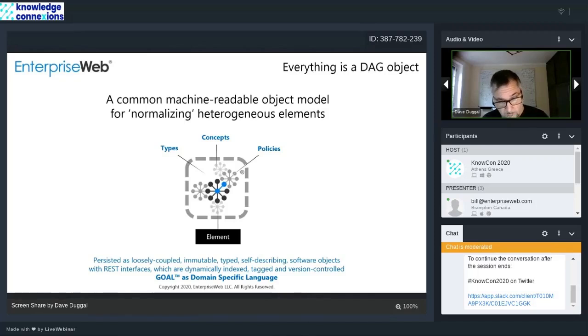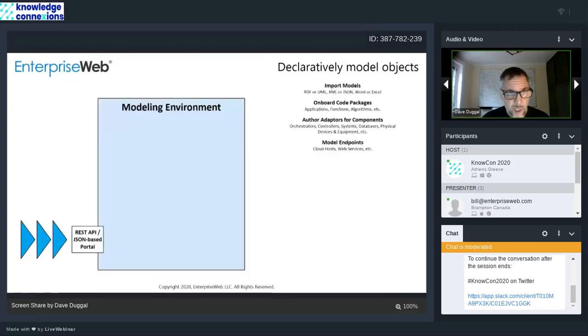If you want to see how it's done, it's visible to the system owner, but it's hidden because at some level, the person at the business application level, the business user, doesn't care. The business user just wants a reliable system. So when we're onboarding things, or importing models, or onboarding code packages, or authoring adapters for components, it's all the same approach in Enterprise Web.